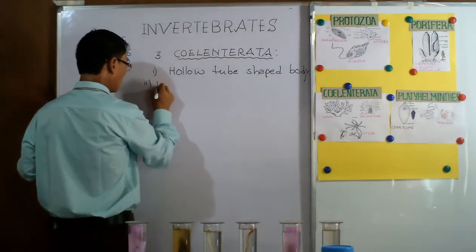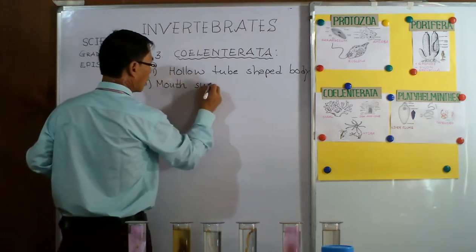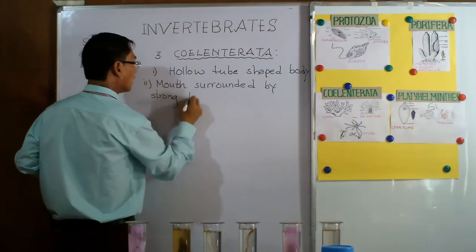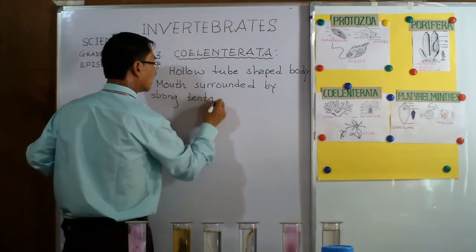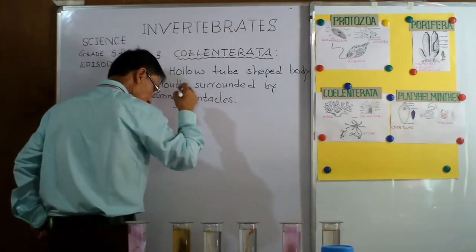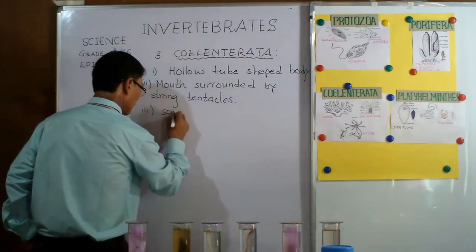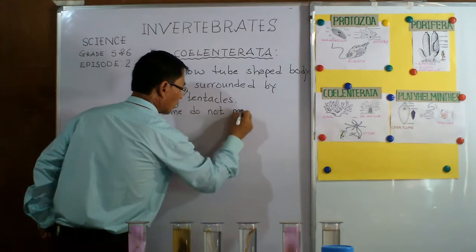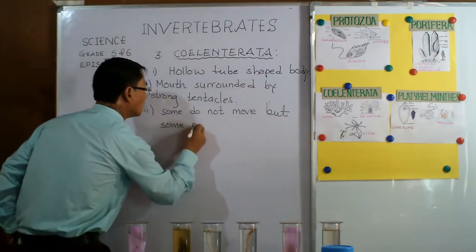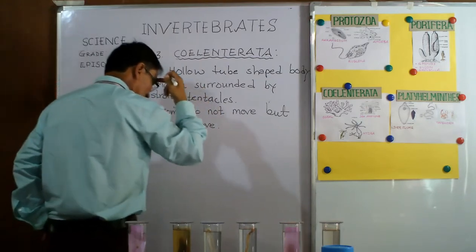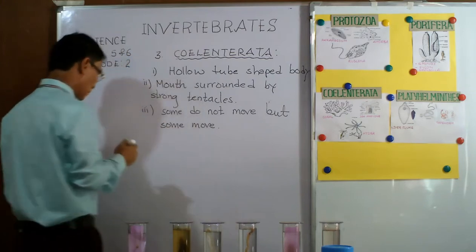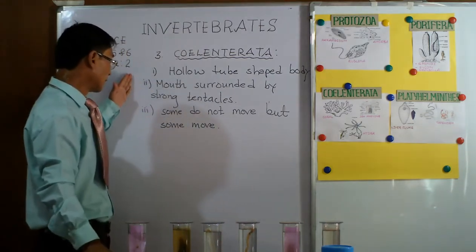Number 2: mouth surrounded by strong tentacles. Number 3: some do not move, but some move. Next one. Now, I have written almost 4 characters out here. Now, let's talk about these in brief.